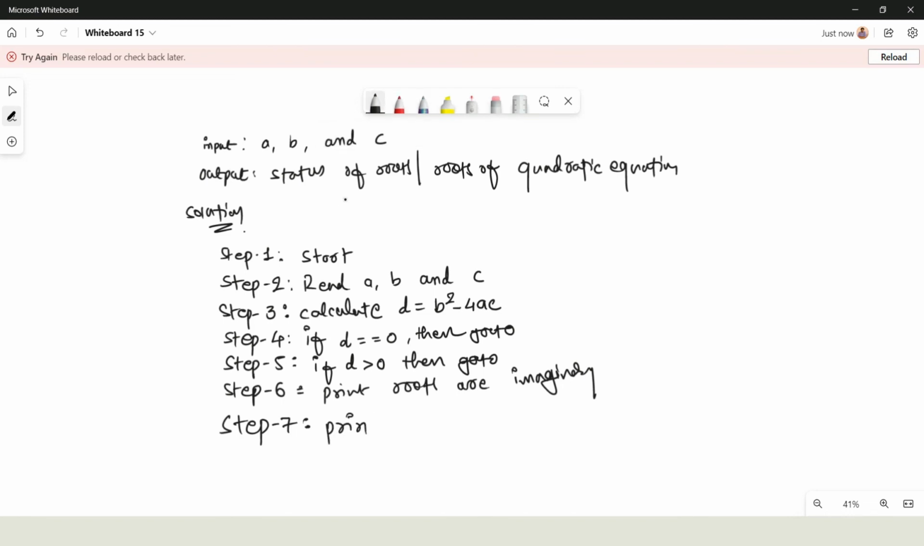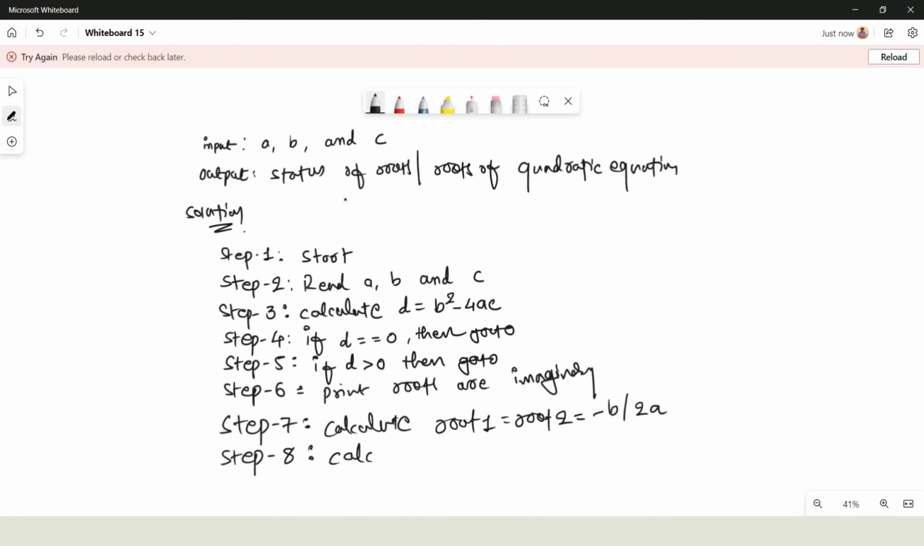Okay, sorry, I will not print, I will calculate the root then print. Then calculate root 1 is equal to root 2 is equal to minus b upon 2 into a.